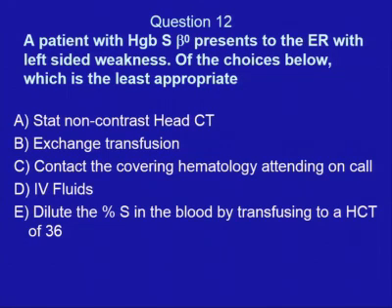Okay, question 12. A patient with hemoglobin S beta naught comes to the ER, has left-sided weakness. And the choices below, what's the least appropriate thing? You get a head CT, you do an exchange transfusion, you contact the hematologist on call, you give fluids, or you dilute the sickle fraction by transfusing to a hematocrit of 36.